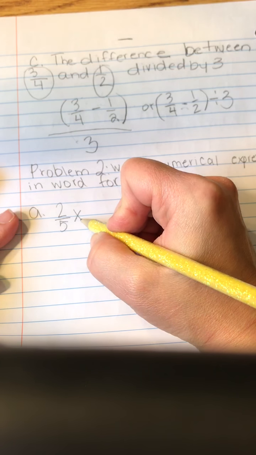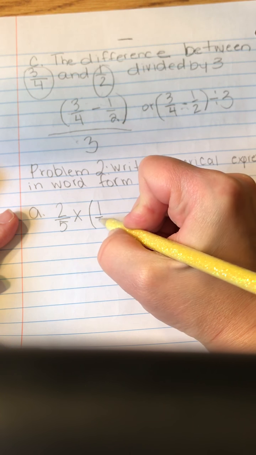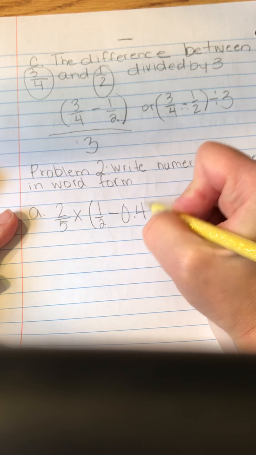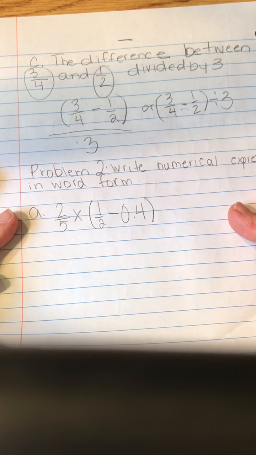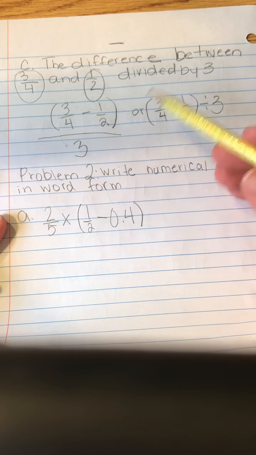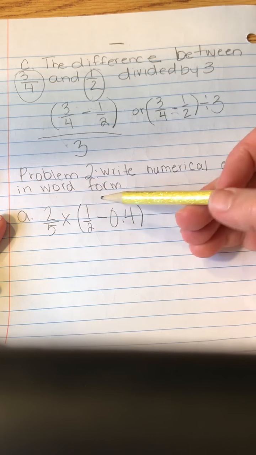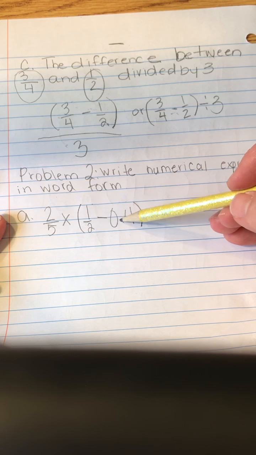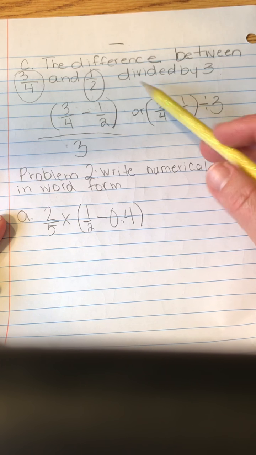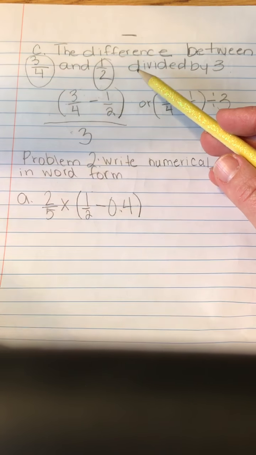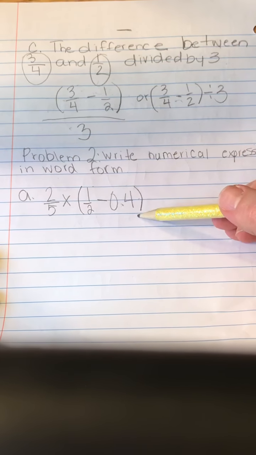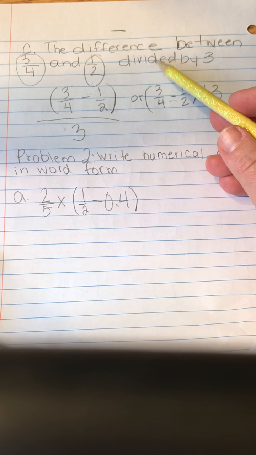I have 2/5 times 1/2 take away 4/10. So I'm going to use the models that have already been done for me. The way that I'm going to describe this is that I'm going to call it the difference between, not subtract 0.4 from 1/2. That is not what we're doing here. We're looking for mathematical language.